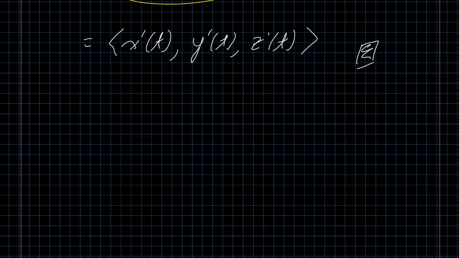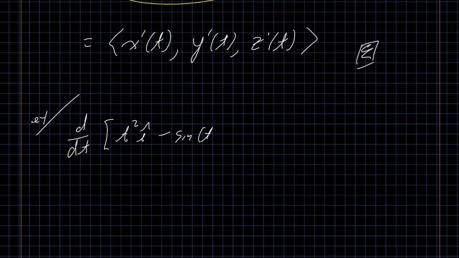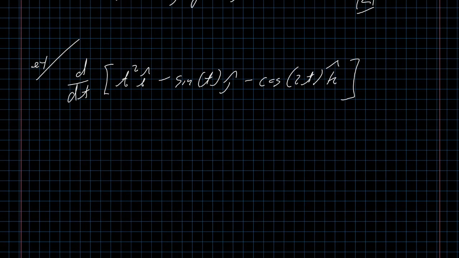All right. But that means that taking derivatives of vector valued functions means learning almost nothing new compared to taking derivatives of scalar functions that you learned in Calc 1. So if I have the derivative to take of the function t squared i minus sine of t j minus cosine of 2t k, I can take derivatives component by component.